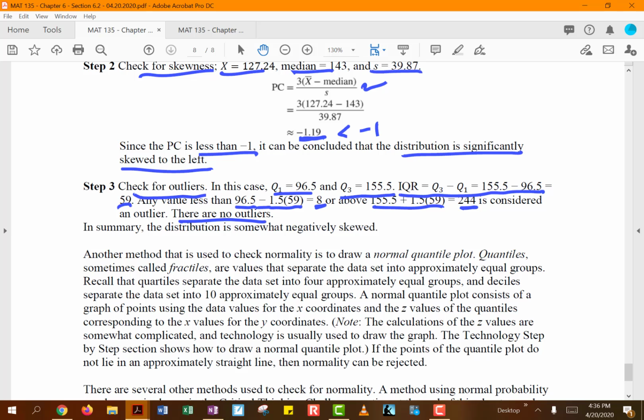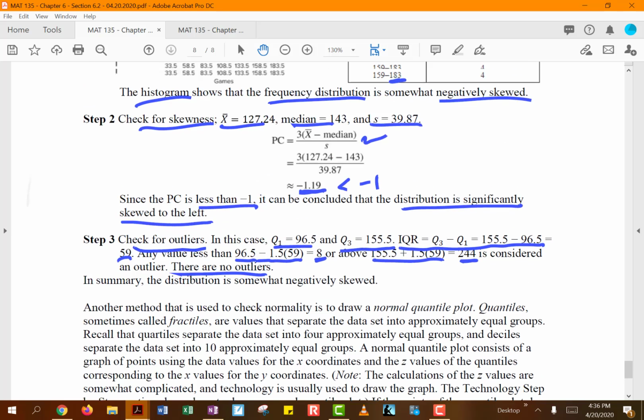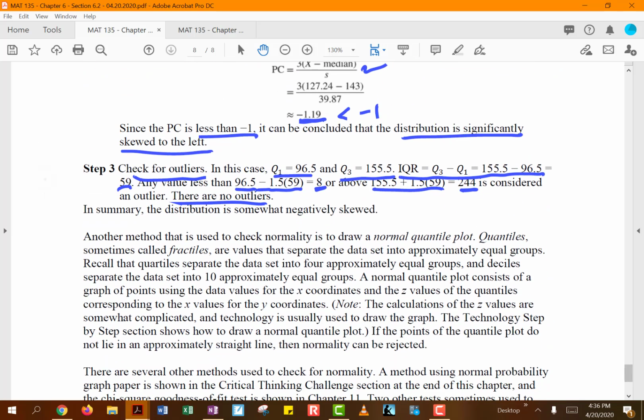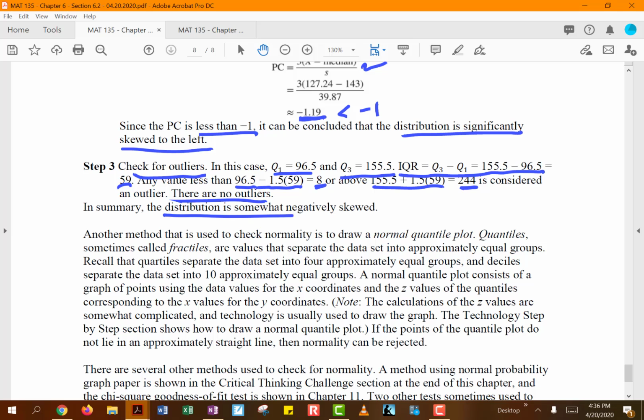So actually there are no outliers here, but definitely by looking at the histogram and looking at the Pearson coefficient, we can conclude that our distribution is somewhat negatively skewed, which means it's not approximately normal. And then, of course, you cannot use your normal distribution calculations on this data set.